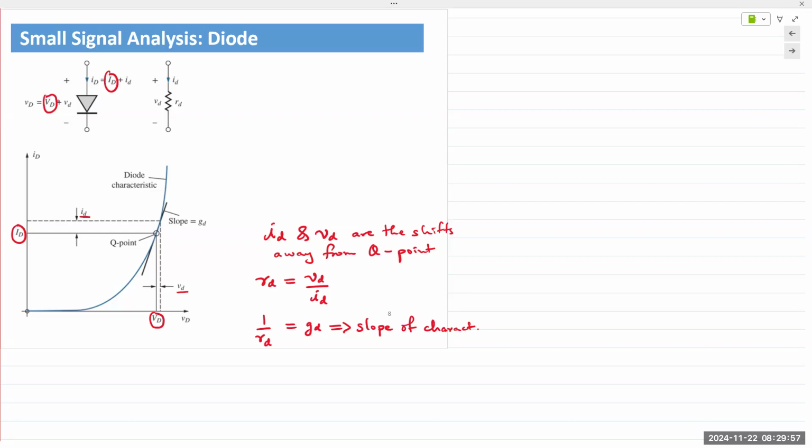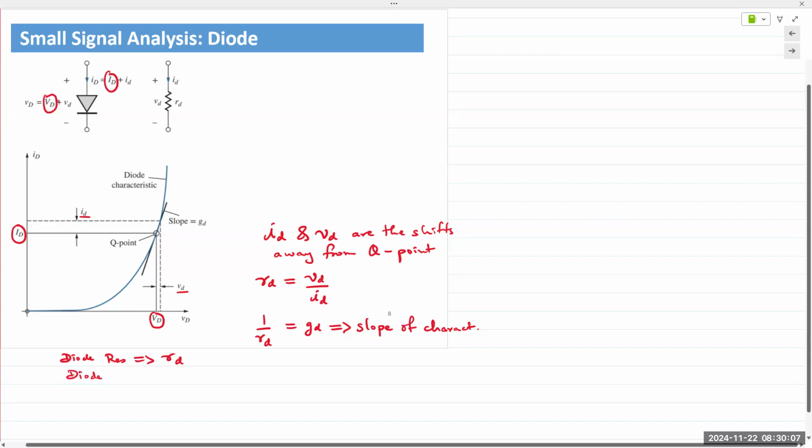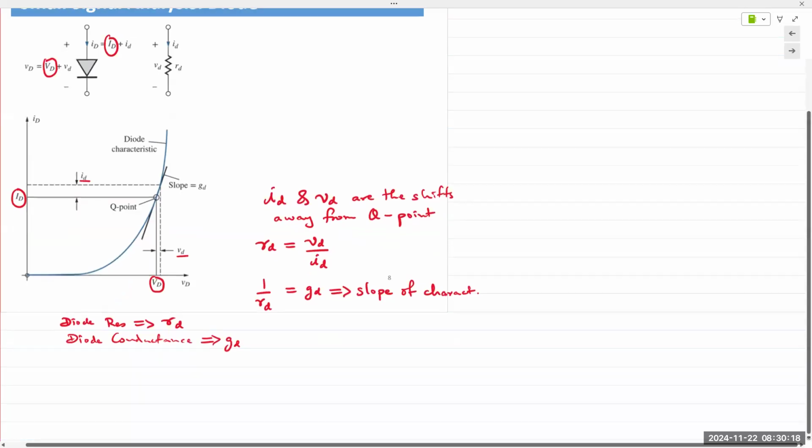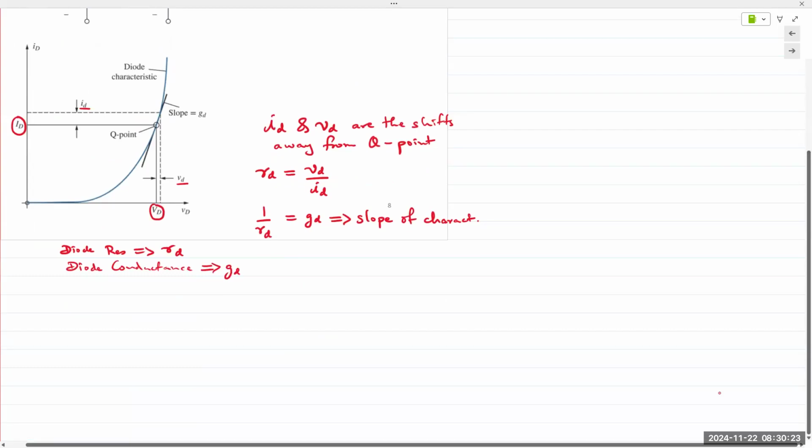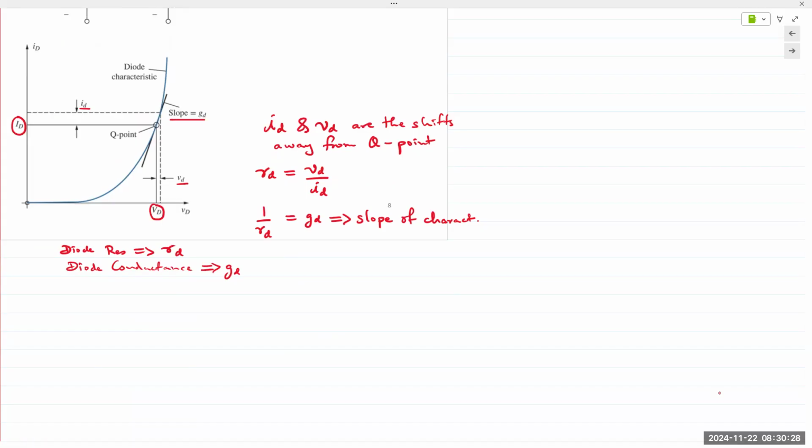So diode resistance is RD. And then the inverse of that is, of course, conductance GD. Okay, and GD is given by the slope of the curve. So directly ID over VD, or delta ID over delta VD.